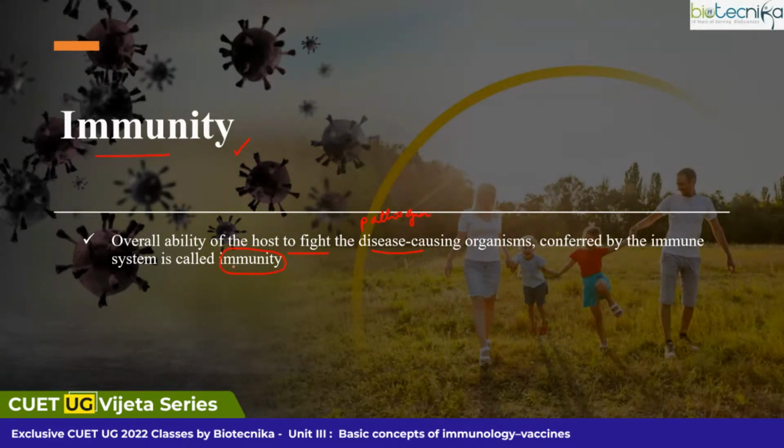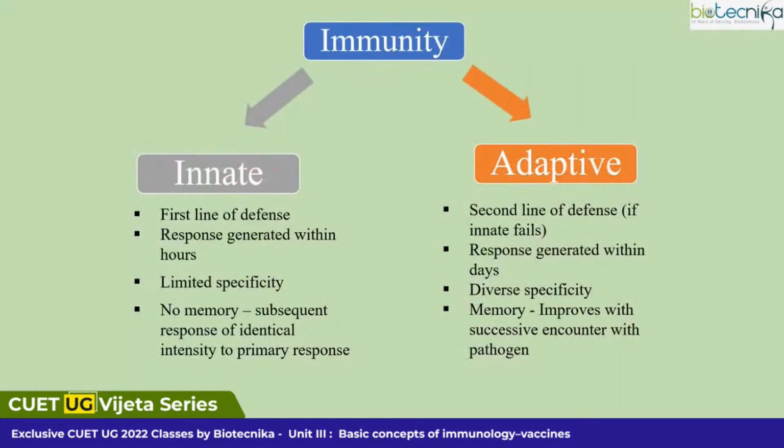The body has different systems, and the immune system is the one that plays a role in protecting our body against the various pathogens. That ability of the body or the immune system, by which it can fight the various pathogens, is known as immunity. Now, this immunity you can broadly divide into two types: innate immunity and adaptive immunity. What is innate? You can say it is the first line of defense, right?